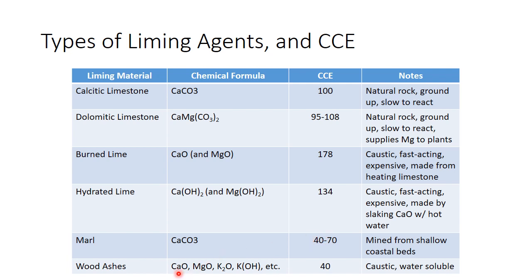And then at the bottom, we have wood ashes. So these are generally things that have been burned, and those burned products can be applied to a field. They range in CCE, but usually they're around 40, and they are water soluble. There's lots of different types, so it just kind of depends on what exactly is being burned.